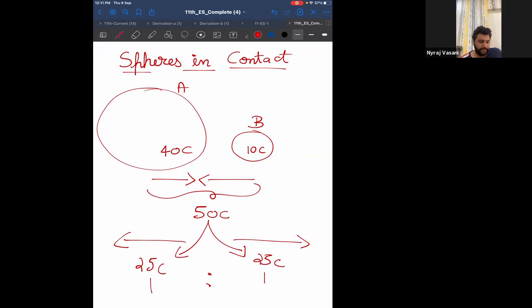Start. Make a note of this. When two spheres are brought in contact and then separated, what happens? This is what happens. Make a note.